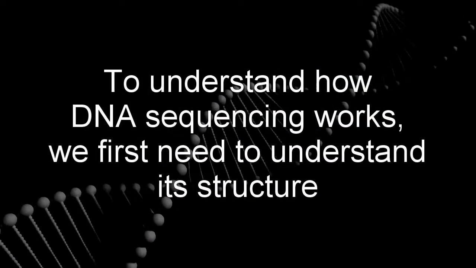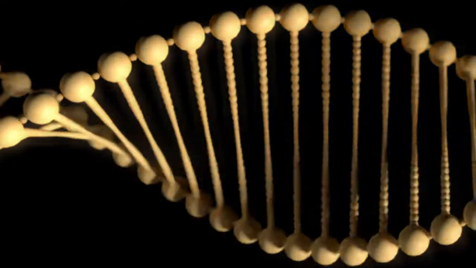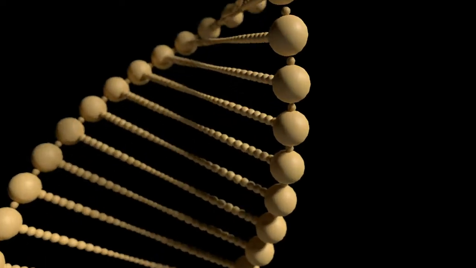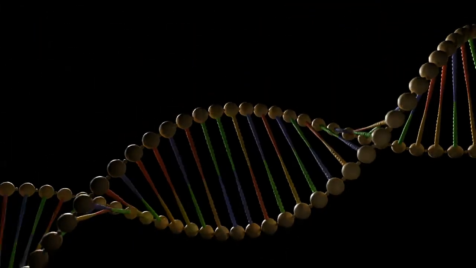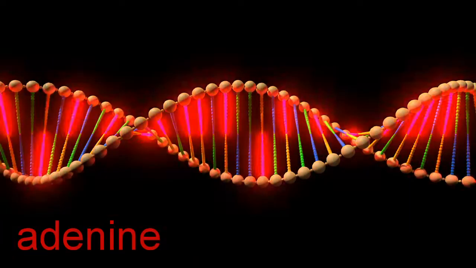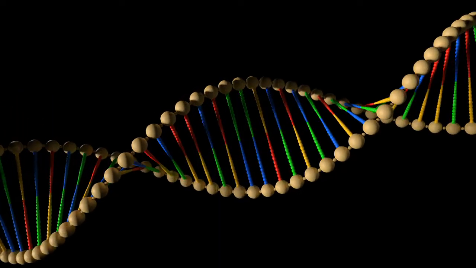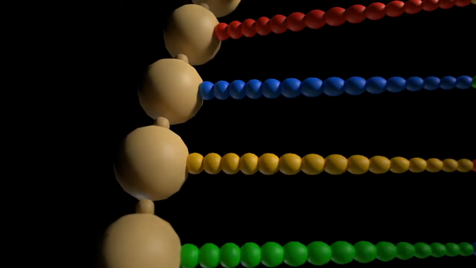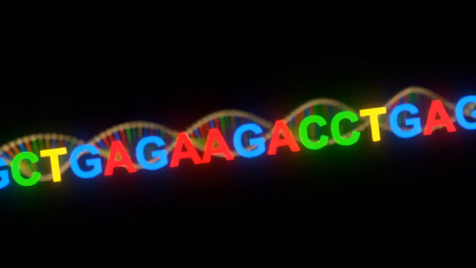To understand how DNA sequencing works, we first need to understand its structure. The two DNA strands that coil around each other to form a double helix are known as polynucleotides, as they are composed of simpler monomeric units called nucleotides. Each nucleotide is composed of one of four nitrogen-containing nucleobases: cytosine, guanine, adenine or thymine, a sugar called deoxyribose, and a phosphate group. The nucleotides are joined to one another in a chain by covalent bonds between the sugar of one nucleotide and the phosphate, resulting in an alternating sugar-phosphate backbone. It is the sequence of the four nucleobases along the backbone that encodes genetic information.